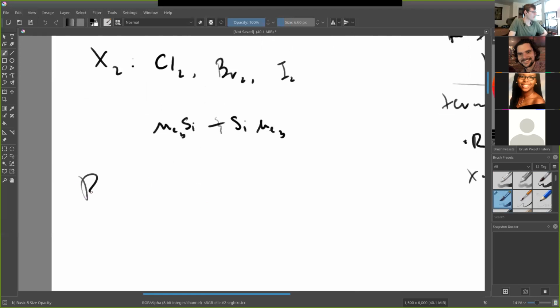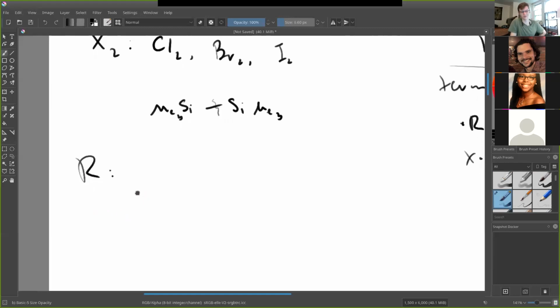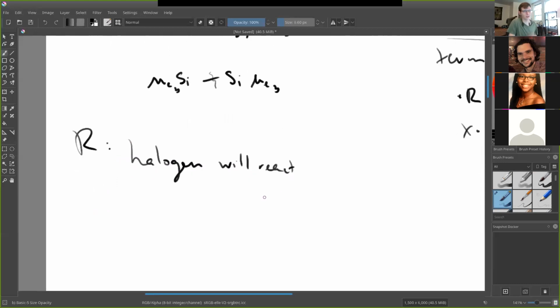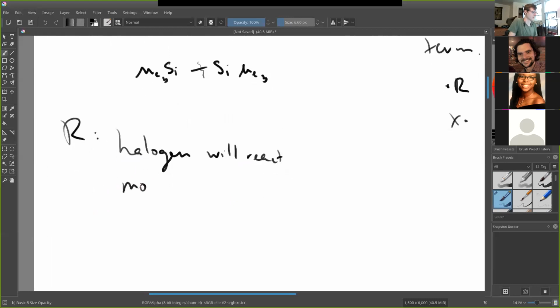And then with this R, I also kept it very general. Well, the reason that I did that is because this is kind of an interesting point, and it's one that's worth looking at now. So for this R group, the halogen will react with, well, I guess I'll say the most stable position. Okay, so something like that.